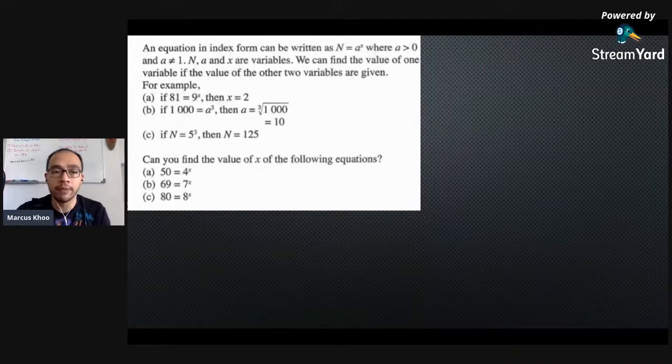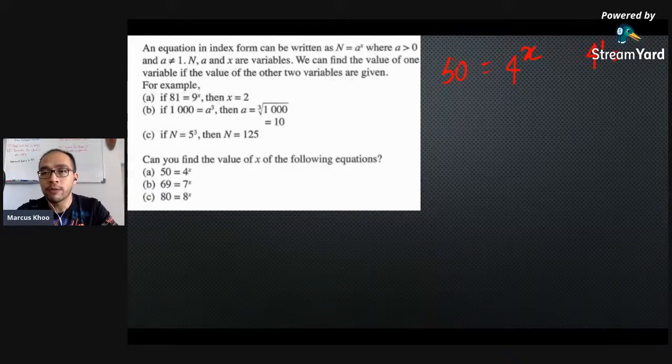What if we have this kind of number? How am I supposed to write 50 equals 4 to the power of x? What will I get? How can I find 4 to the power of what equals 50? If we think about it, 4 to the power of 1 is 4. 4 to the power of 2 is 16. Then 4 to the power of 3 is already 64. So how do I get 50?